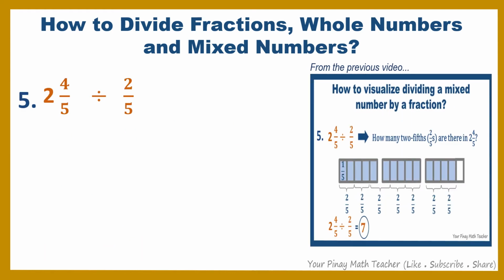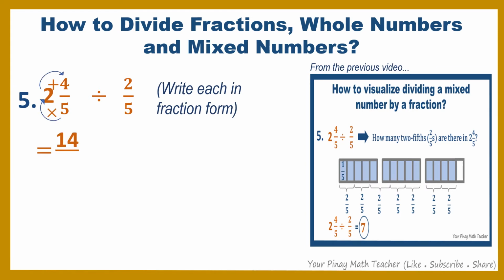Number 5. 2 and 4/5 divided by 2/5. So write each in fraction form. 2 and 4/5 is equivalent to 14/5. 5 times 2, 10, plus 4, 14, over the denominator 5. Then copy, divided by 2/5.